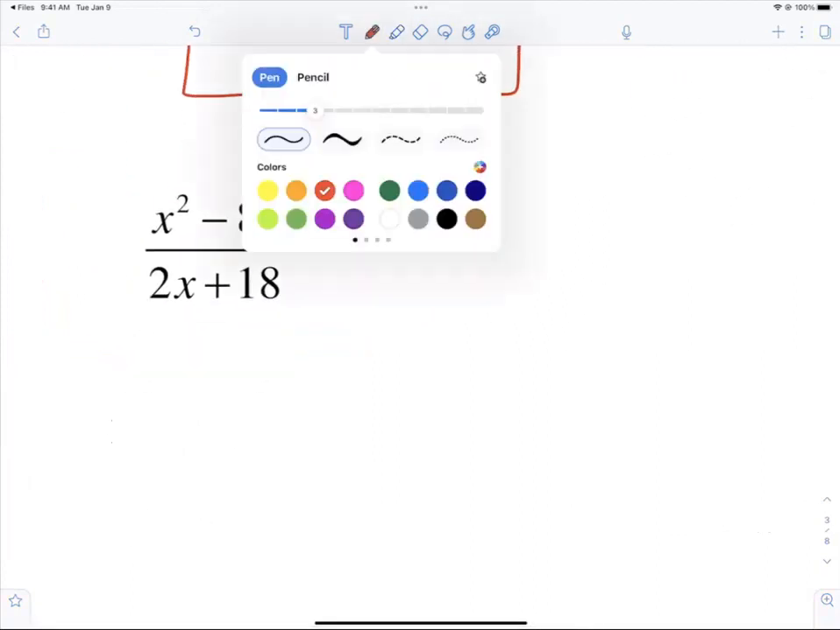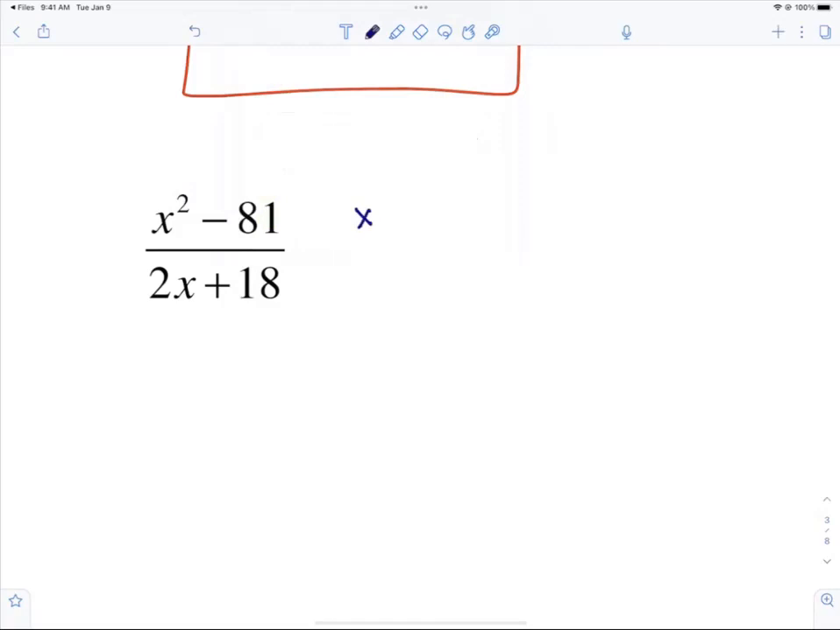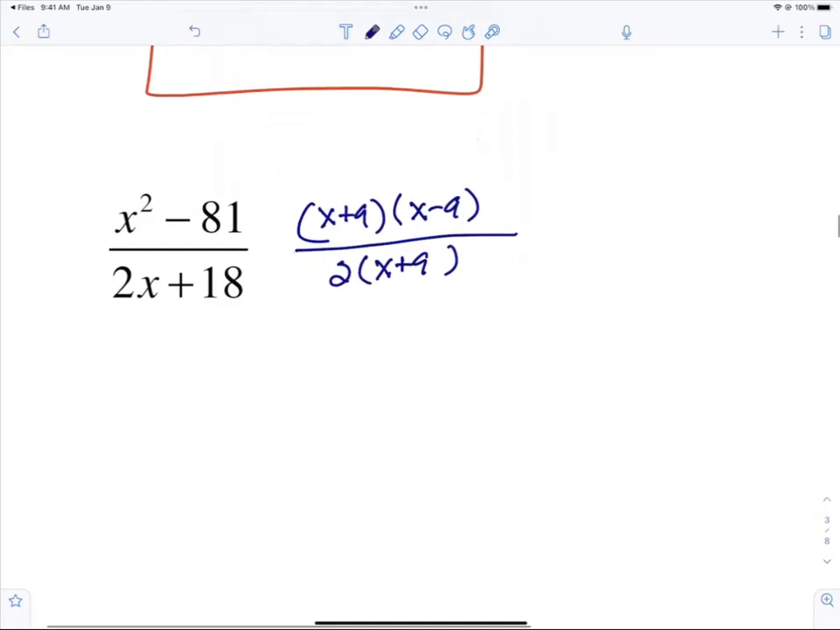Here we go. Here's our pattern, +9 -9. And then in the denominator, 2 can back out, reverse distribute out of 2. List your excluded values. Let's see, the only factor I'm looking at is x + 9. If I set that equal to 0, x is not allowed to equal -9.